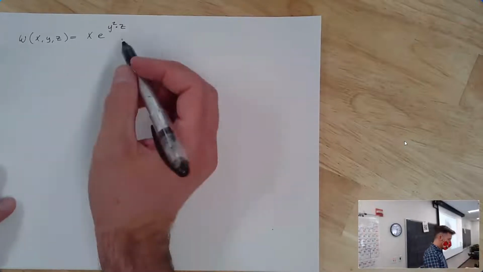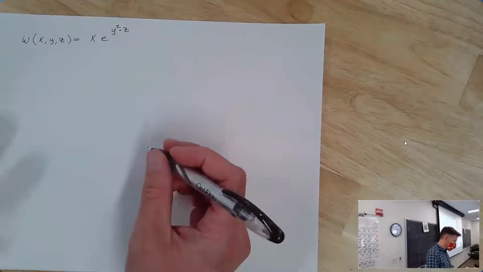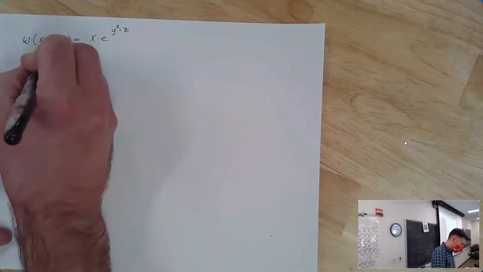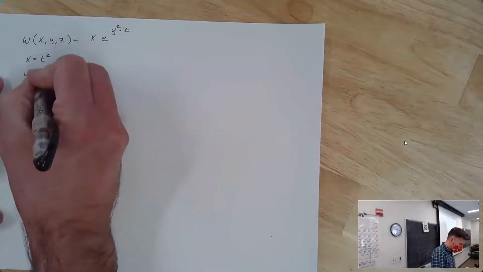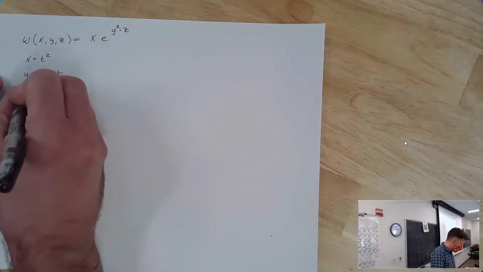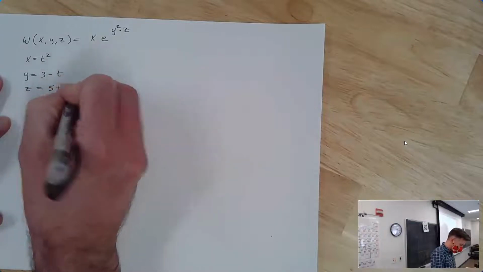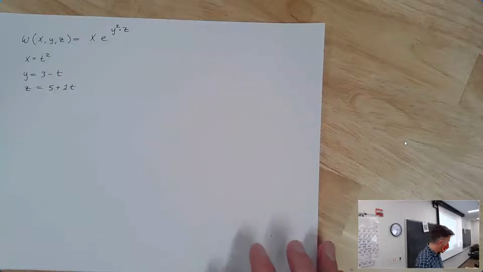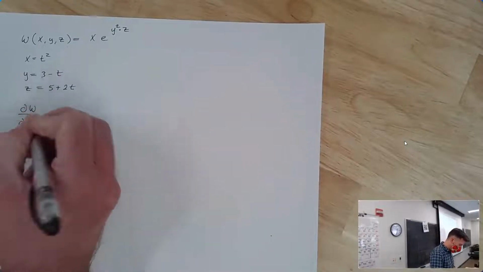So let's look at this. We've got w as a function of x, y, and z. And then we also are going to have x, y, and z all functions of t. X is t squared, y is 3 minus t, z is 5 plus 2t. And I want to find dw dt.